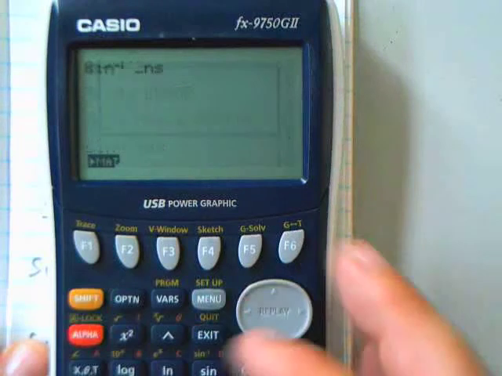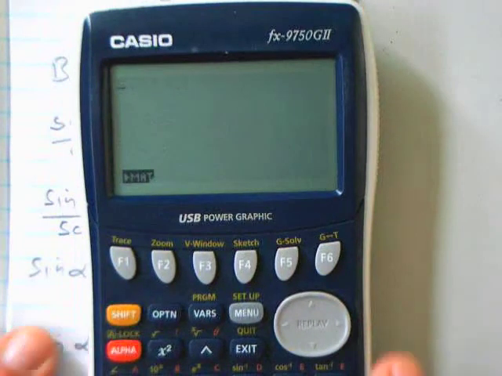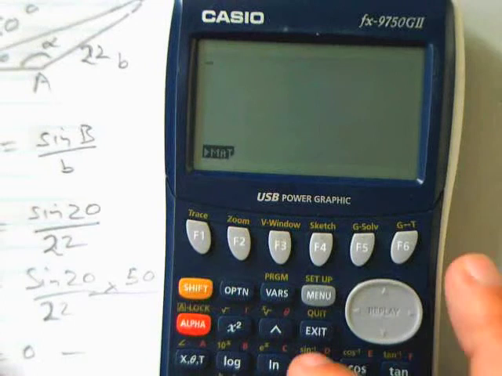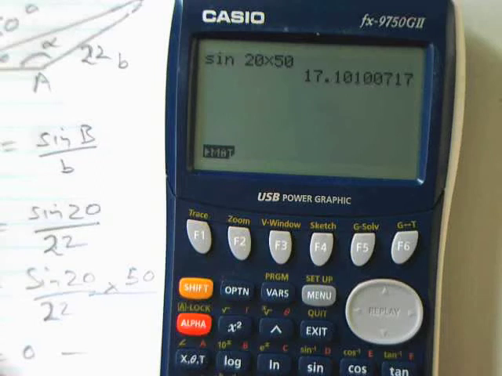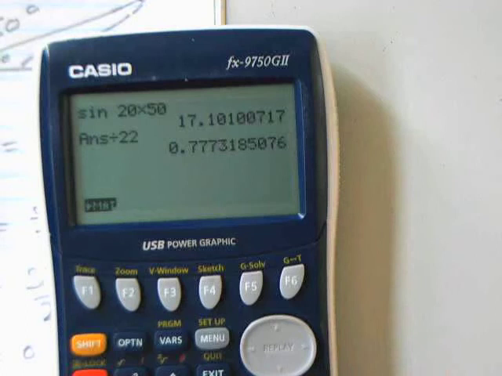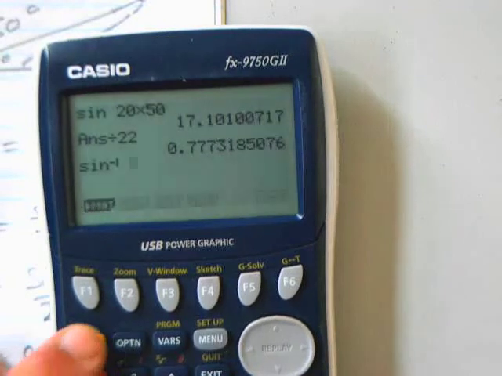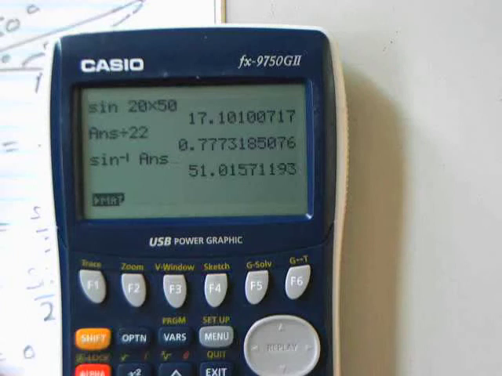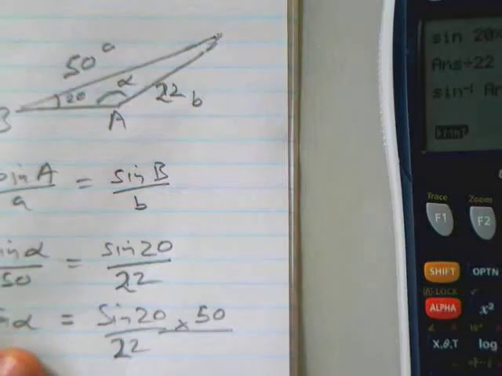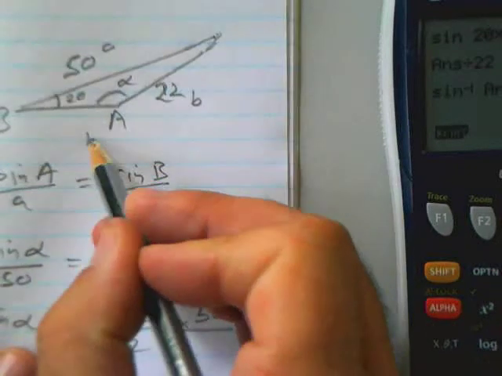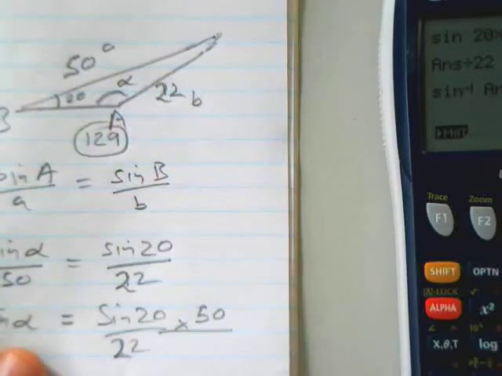Let's exit. So we'll try again. Cancel that. So sine 20 times 50 divided by 22 gives us 0 point something or other, which is all good. Now I go shift sine, answer, and I get 51 degrees. Now, this angle here cannot possibly be 51 degrees, can it? So how big is it really? It's 129 then. Okay?